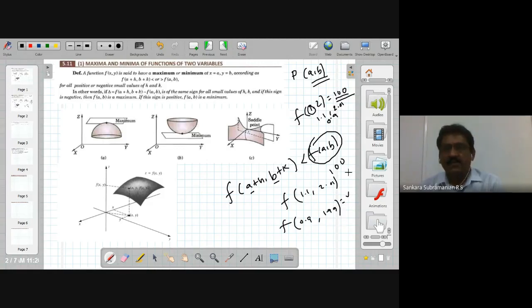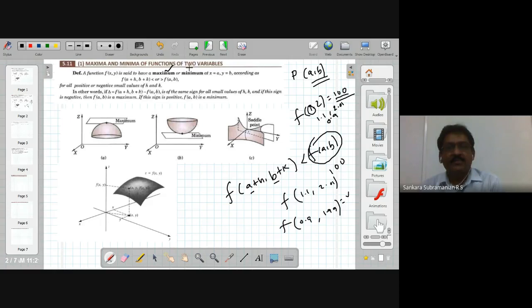That value must always be lesser than this value, 100, or what you have claimed to be the maximum. So that is the definition. We say that the function is said to be a maximum at a particular point (a, b) whenever, if you substitute a neighboring point of that particular (a, b), neighboring meaning plus h or minus h, plus k or minus k, that value will always remain lesser than what you have claimed to be the maximum value.